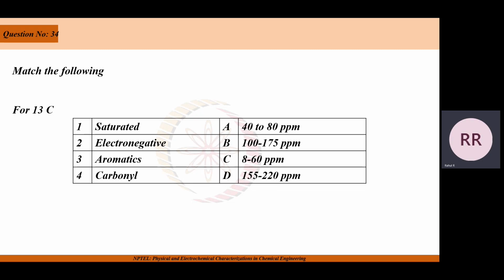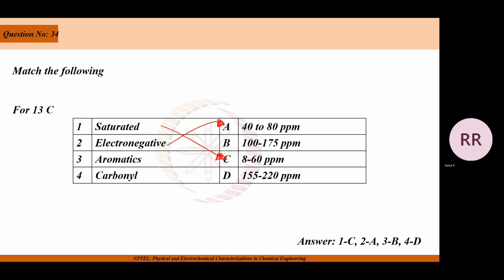Okay, now I think we can discuss the answer. So the answer to the question is: the saturated species will have a chemical shift in the range 0 to 60 ppm. The electronegative species will have a chemical shift in the region 40 to 80 ppm, and the aromatics would have a chemical shift in the region 100 to 175 ppm, and the carbonyls will have a chemical shift in the range 155 to 220 ppm. So these are the answers.